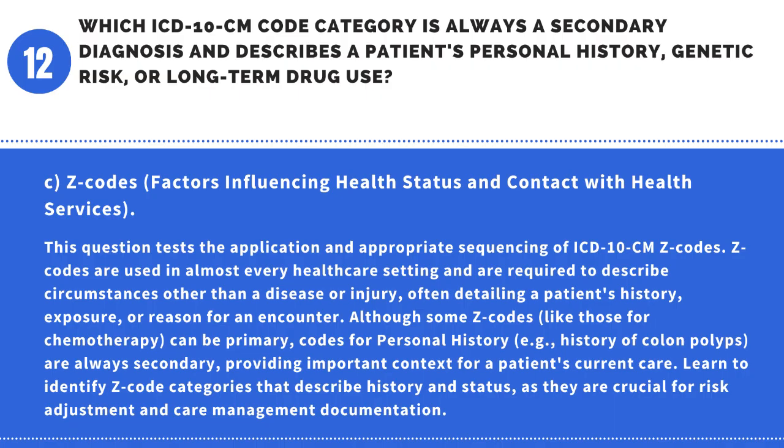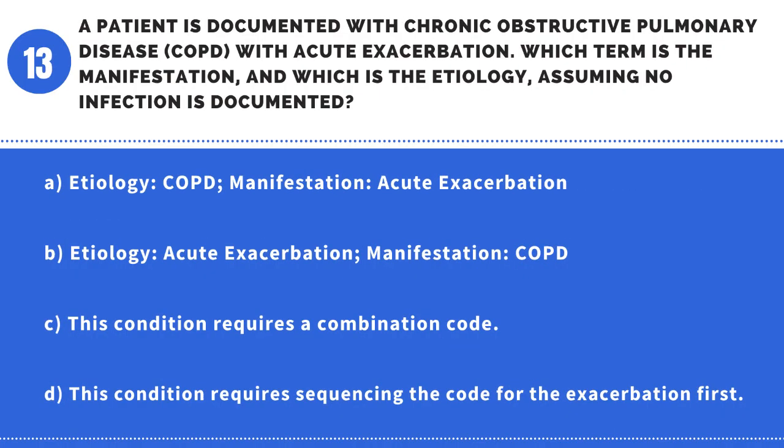documentation. Question 13. A patient is documented with chronic obstructive pulmonary disease, COPD, with acute exacerbation. Which term is the manifestation, and which is the etiology, assuming no infection is documented? A. Etiology, COPD; manifestation, acute exacerbation. B. Etiology, acute exacerbation; manifestation, COPD. C. This condition requires a combination code. D. This condition requires sequencing the code for the exacerbation first.